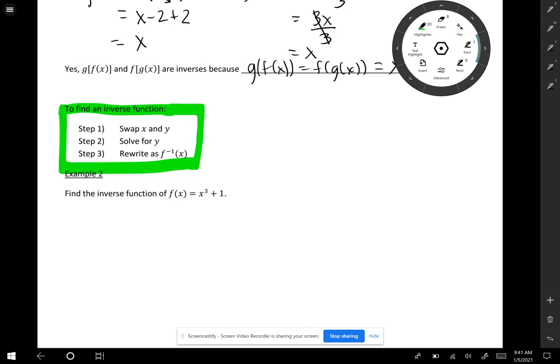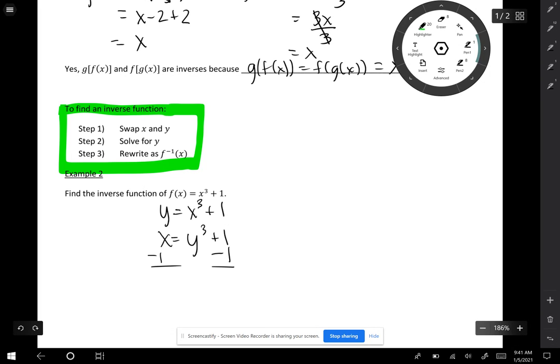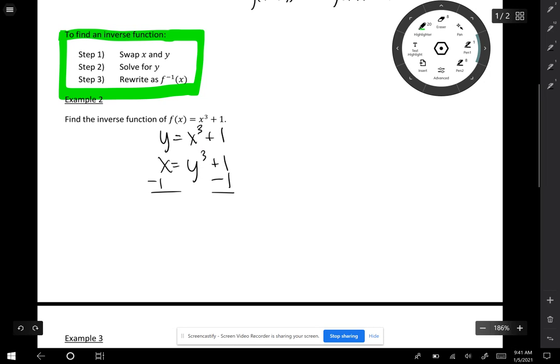So for example 2, it says find the inverse function of f of x equals x cubed plus 1. Remember, f of x is the same as y. So if I write it as y equals x cubed plus 1, and then swap the x and y, because that's the first step, I get x equals y cubed plus 1. After you swap those two letters, you need to solve for y. So I'm going to subtract the 1. This gives me x minus 1 equals y cubed.